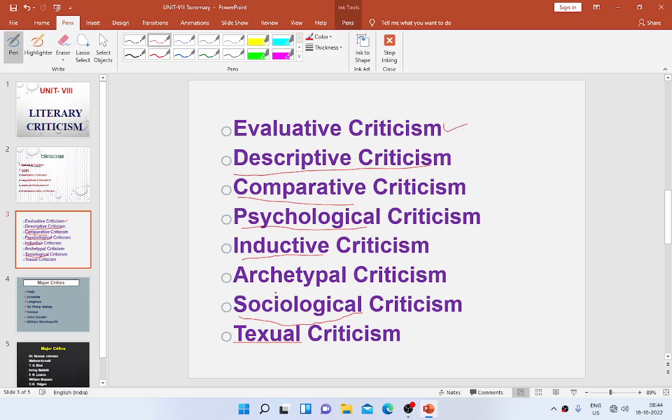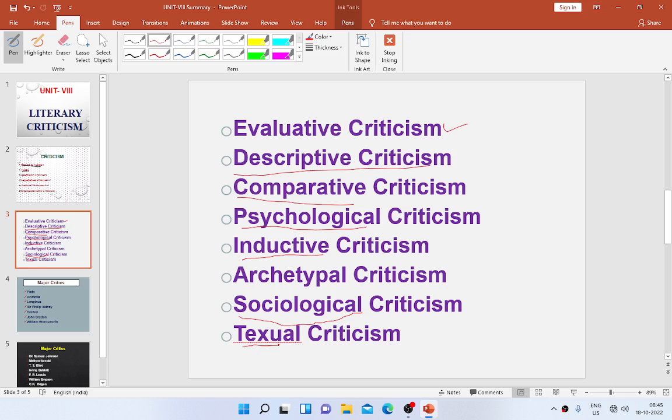This last one is textual criticism. Textual criticism is also called ontological criticism, O-N-T-O-L-O-G-I-C-A-L. Yes, textual criticism is called ontological criticism.